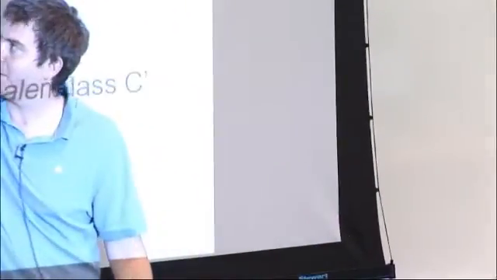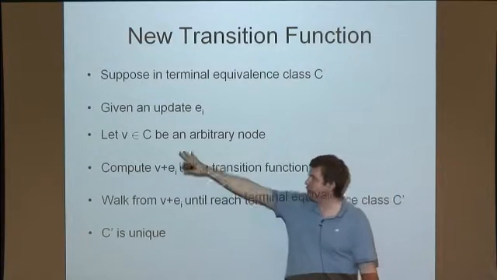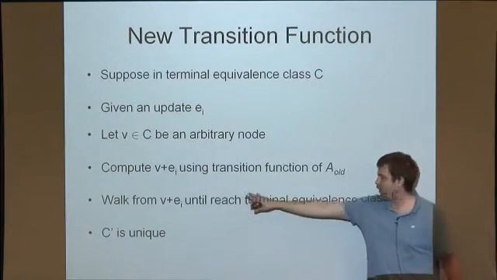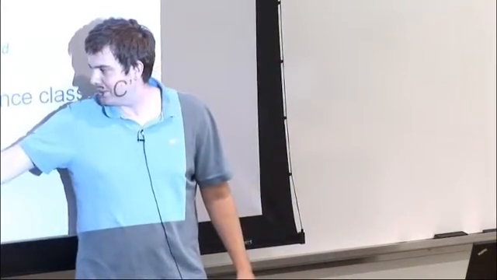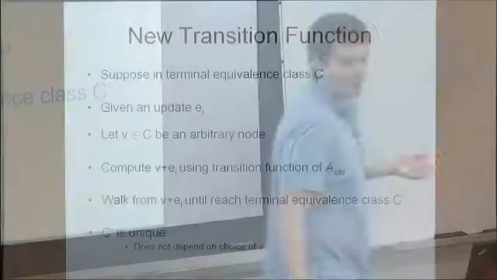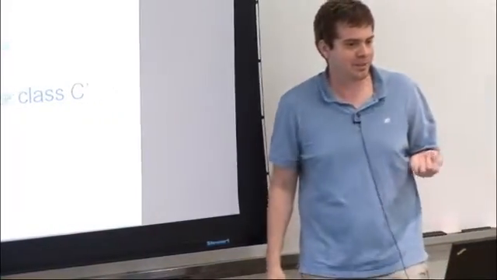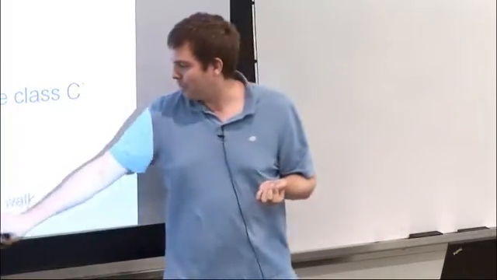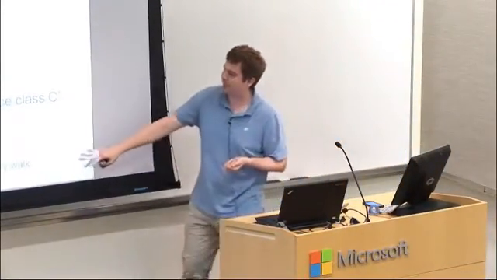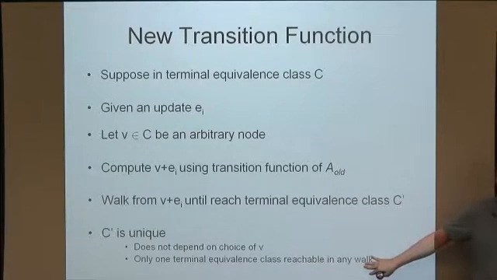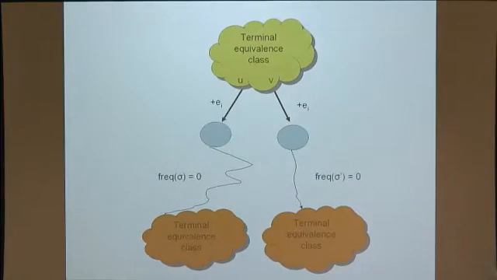So what I'm doing is defining the transition function. I see EI, I choose an arbitrary node, and I take an arbitrary walk until I get to a terminal equivalence class. And the claim is that it doesn't depend on the choice of node that I chose in the terminal equivalence class. And actually, there's only one terminal equivalence class reachable from any walk. And for this second property, it's crucial that I started in a terminal equivalence class. So you'll see the proof now pictorially why it's unique.